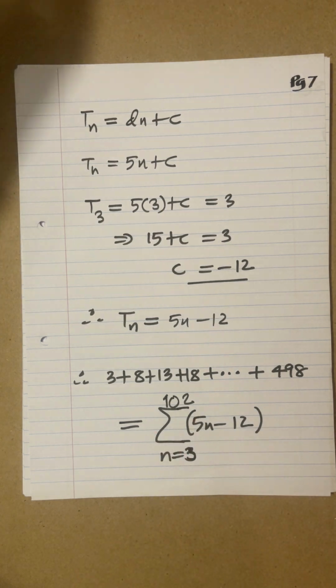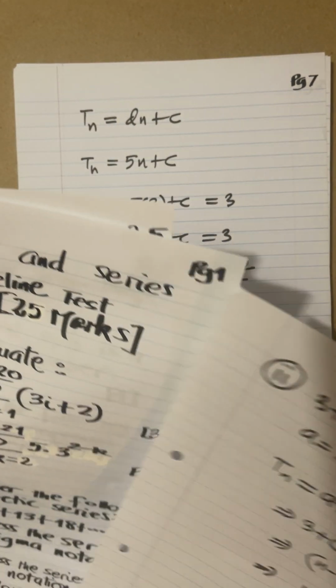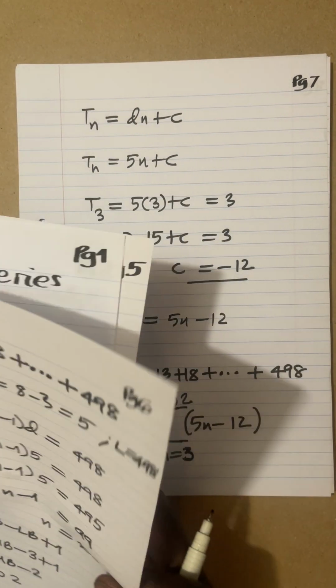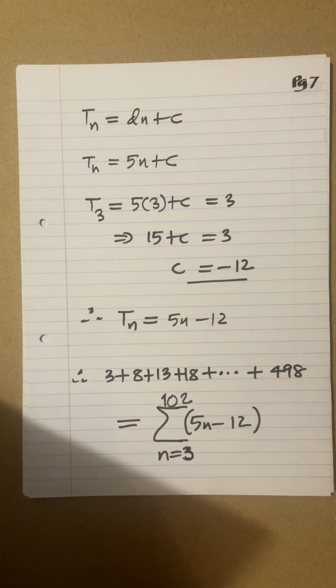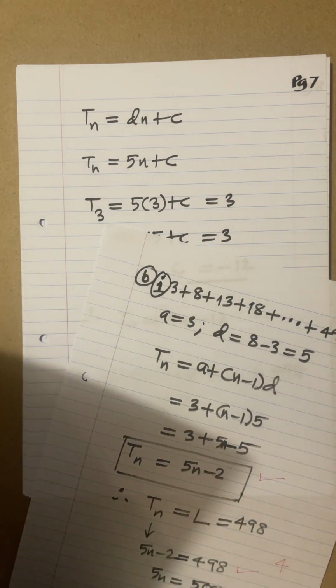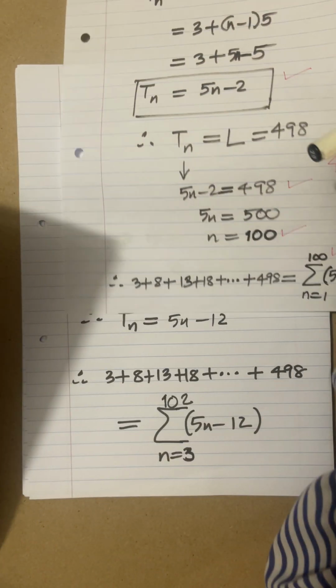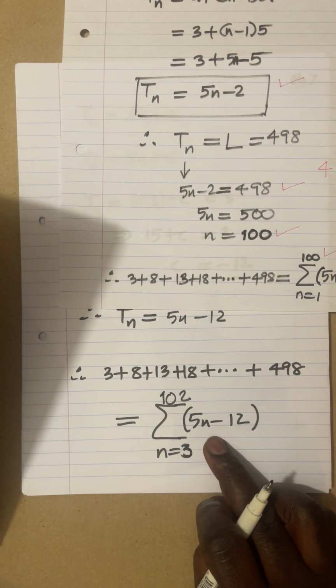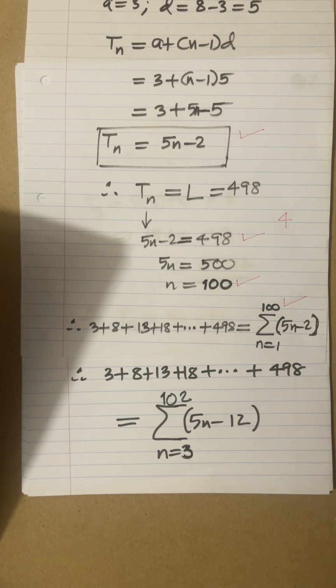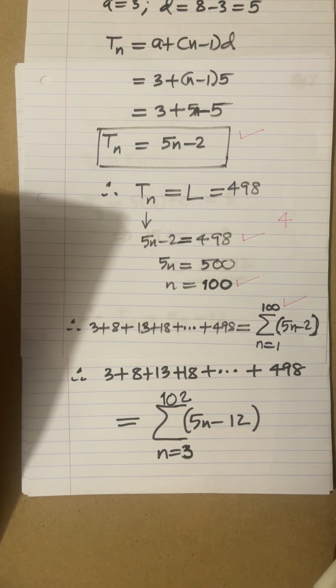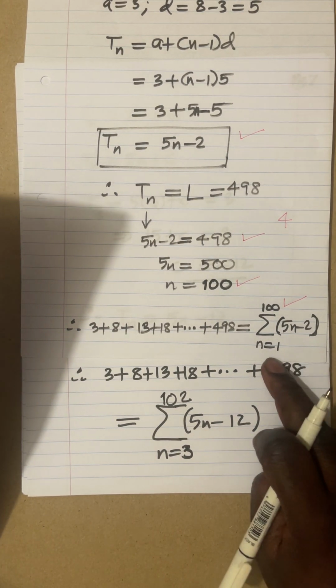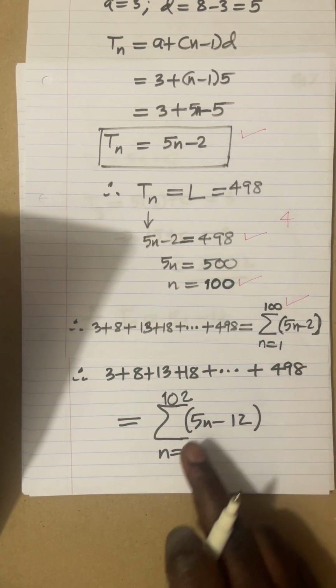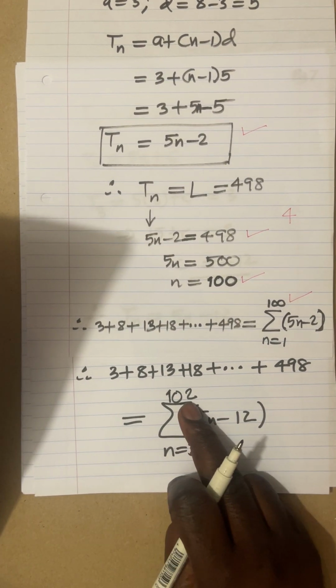Evaluate this series here. Compare your answer with what we got in example 1. Compare your answer with this one. Evaluate this series, get the answer down, and evaluate this series, get the answer down. You're going to find the answer to be exactly the same. Remember, here you're starting from 1, you're ending at 100. Here you're starting from 3, you're ending at 102.